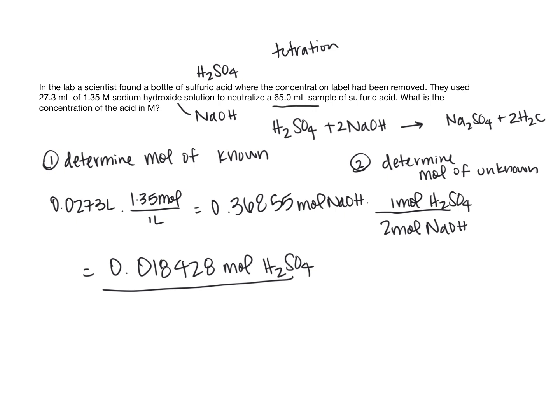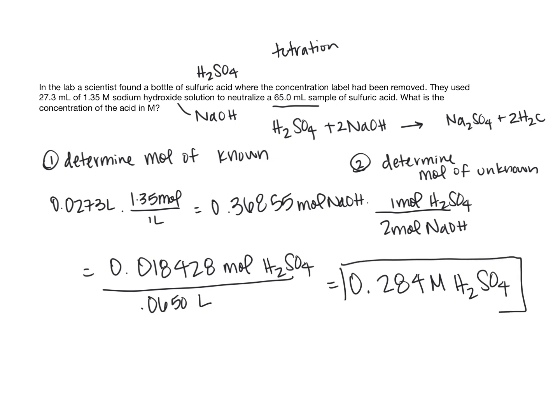0.065 liters, so 0.0650 liters, so we just divided by 1,000. When you plug that in your calculator, you should get a 0.284 molar H2SO4. You'll notice that I did not use the M1V1 equals M2V2 equation. That is unlikely to get you the right answer.